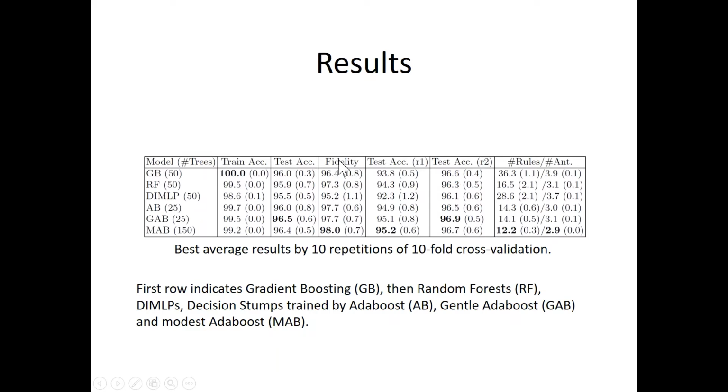What does it mean? Why do we have fidelity here? Fidelity is the degree of matching between the model responses and the propositional rules that are extracted from the models. Okay, so this is on the testing set. With respect to the training set, it's always 100%. So here it means, for instance, that with 98% of the samples, the model and the rules agree. This is the fidelity by definition.